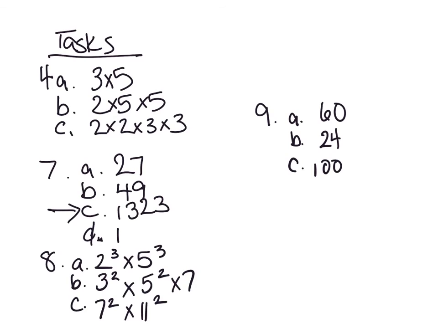D, if the base is 1, it's always going to be 1. Notice in 8A, B, and C, you always put the lowest base number first. So 2 to the third power times 5 to the third, 3 to the second, 5 to the second, and 7. And then 9 is 60, 24, and 100. Your homework is to work on exercise 5.